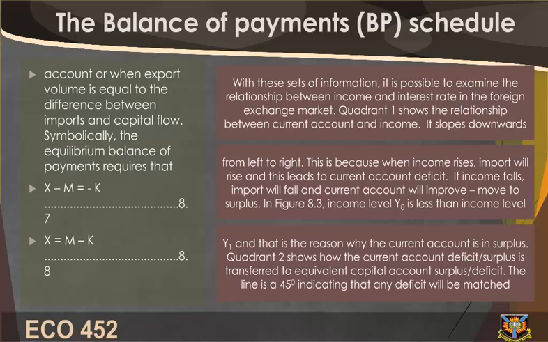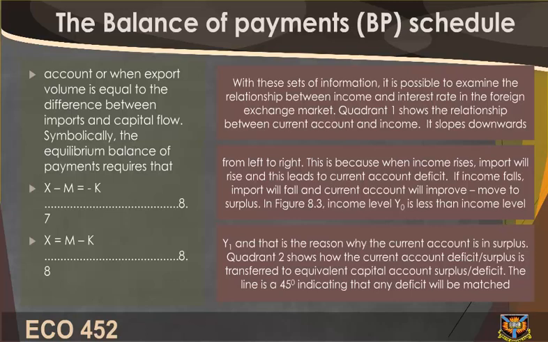Quadrant 1 shows the relationship between current account and income. It slopes downward from left to right. This is because when income rises, import will rise, and this leads to current account deficit. If income falls, import will fall and current account will improve, move to surplus. In figure 8.3, income level Y0 is less than income level Y1, and that is the reason why the current account is in surplus.